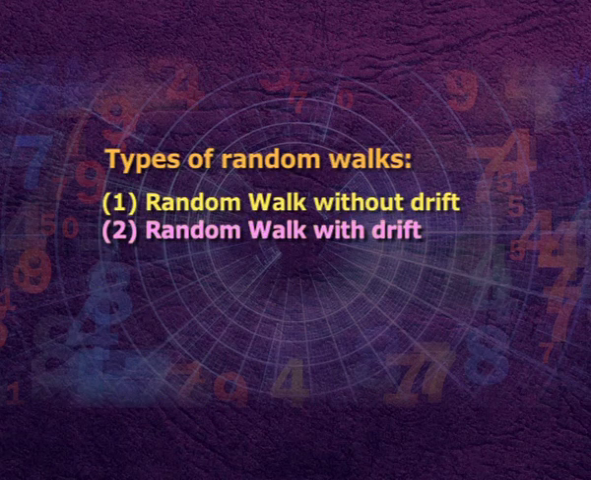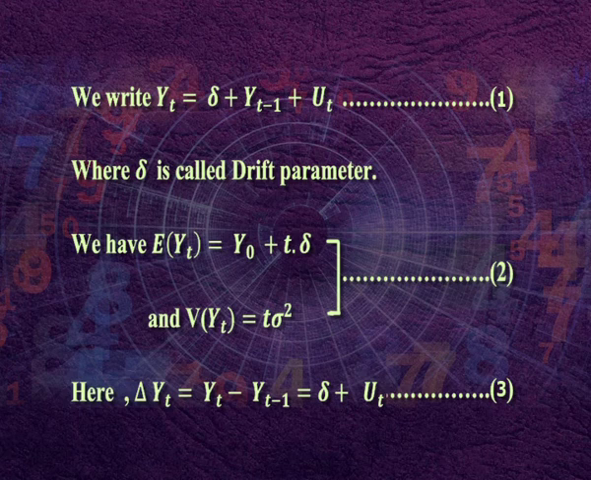Random walk with drift. We write yt equal to delta plus yt minus 1 plus ut. We denote it as equation number 1, where delta is called drift parameter. We have expected yt equal to y0 plus t multiplied by delta and variance of yt equal to t sigma square. We denote it as equation number 2. Here delta yt equal to yt minus yt minus 1, which is equal to delta plus ut. We denote it as equation number 3. This shows that yt drifts upward or downwards depending upon delta being positive or negative. This model is also called AR1 model.